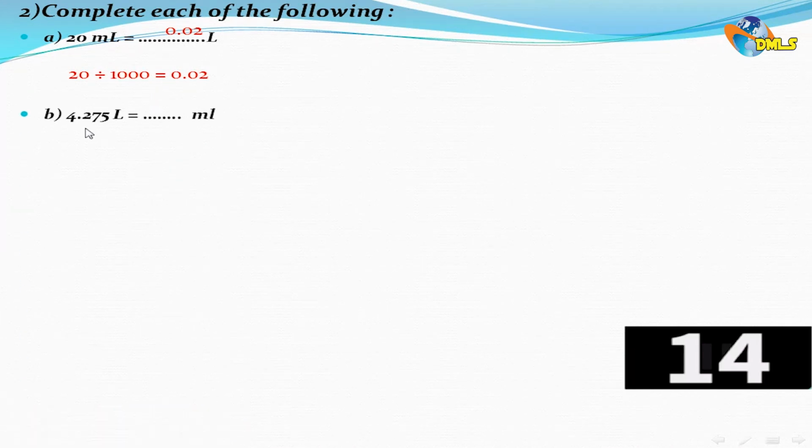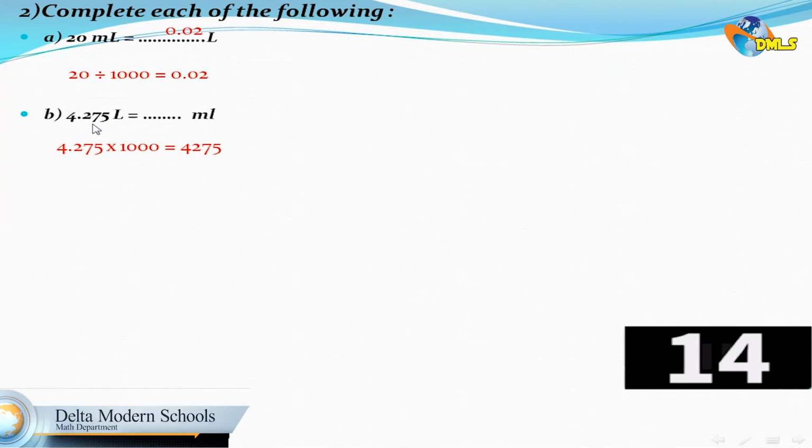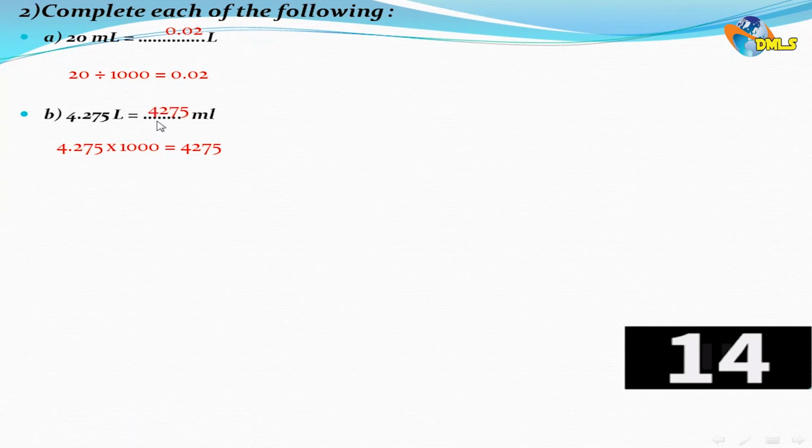Letter B. 4.275 liters equal how many milliliters? We said before, when you convert from greater unit, which is here liter, to smaller unit, which is here milliliters, you have to multiply. So you will multiply it by 1,000 and the result is 4,275. So 4.275 liters equals 4,275 milliliters.